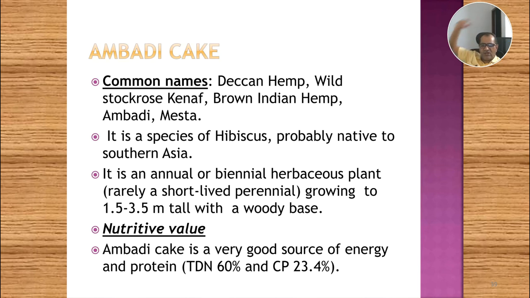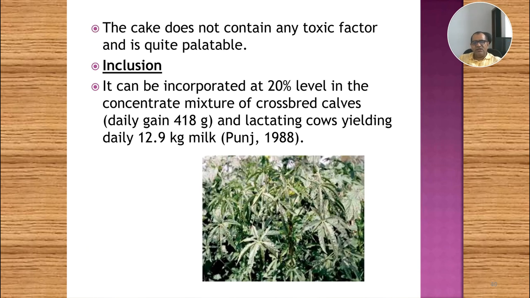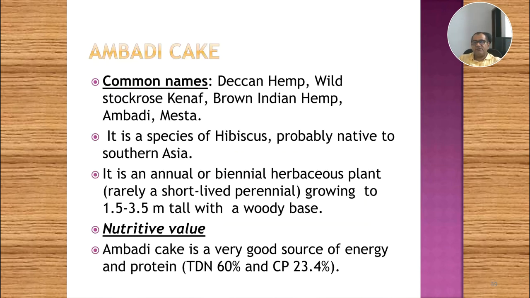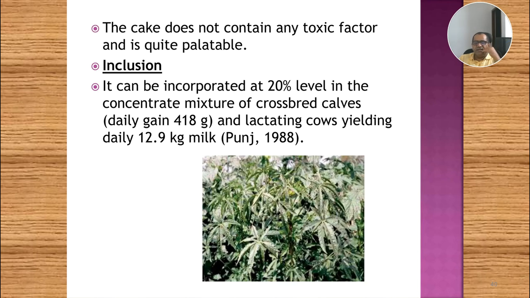So it contains TDN 60% and crude protein 23.3%. This is the plant, especially the ambadi cake. Then the cake does not contain any toxic factor and it is quite palatable. So it can be included to the extent of 20%, especially in cattle yielding about 12.9 kg milk per day.